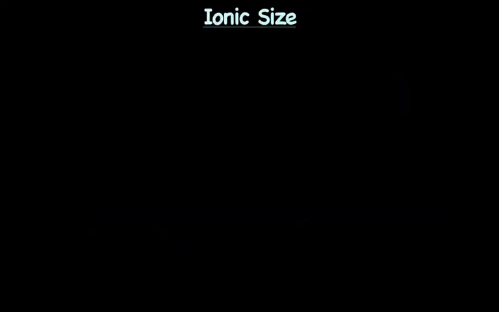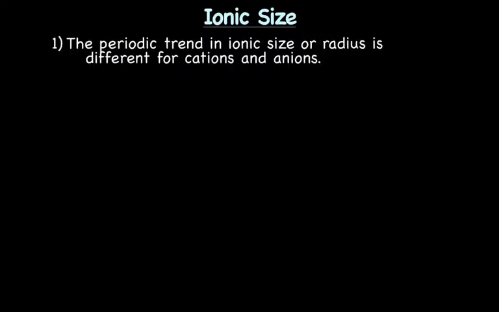All right, on to ionic size. And ionic size takes a little bit more thinking than atomic size. So here we go. The periodic trend in ionic size or radius is different if we're talking about cations or anions. Okay, so let's start with cations.